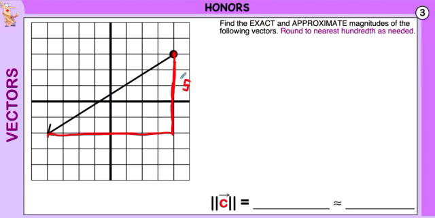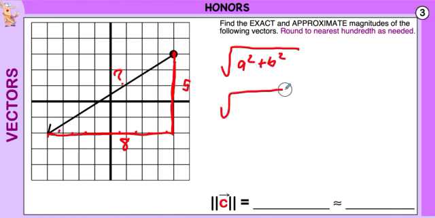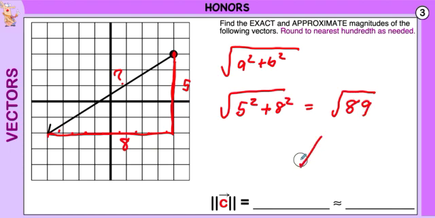Let's see, and how long is this side? 1, 2, 3, 4, 5, 6, 7, 8. So this is 8. Now to find the length of the vector, which is the magnitude, we're going to use the missing side, the hypotenuse of a triangle, which is a squared plus b squared. So we will do the square root of 5 squared plus 8 squared equals the square root of 89. That goes here in the first part.